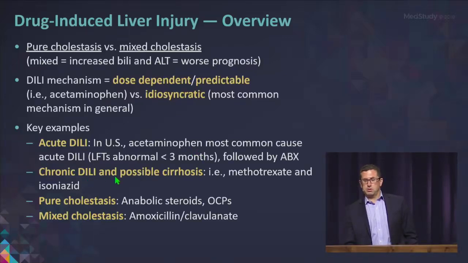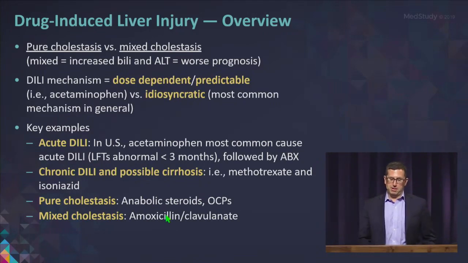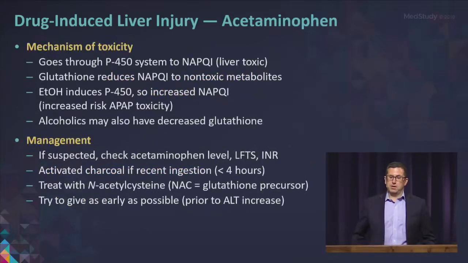For chronic drug-induced liver injury, classics would be methotrexate. That would be one of the most common. For pure cholestasis, anabolic steroids and oral contraceptives. And for mixed cholestasis, amoxicillin clavulanate would be a typical test question answer. For acetaminophen, I'm sure most people know this.